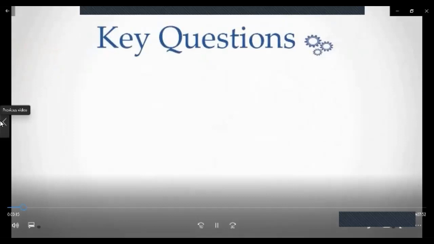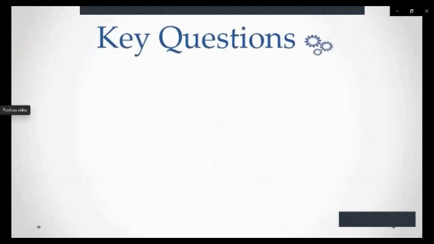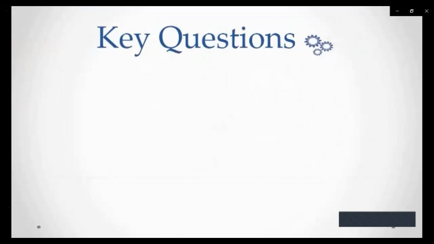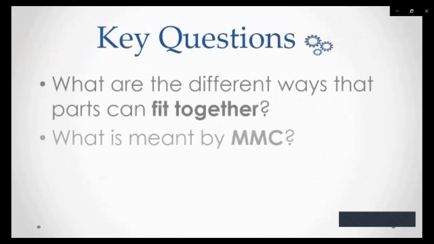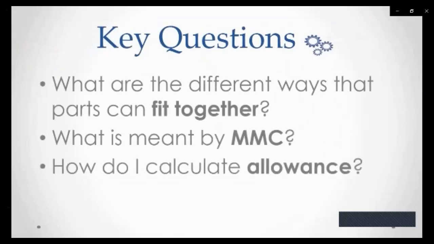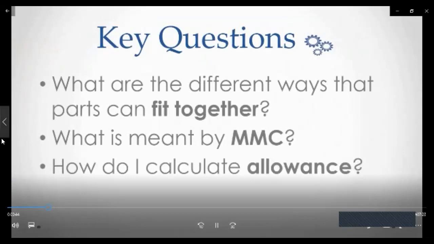When designers and engineers design products made from more than one part, they have to make decisions about how those parts are going to fit together. Will they be tight-fitting or will they be loose? Exactly how tight or loose? These are things that designers learn from experience and the context of the problem that he or she is working on. Some key questions we're going to be answering in this lesson are, what are the different ways that parts can be fit together? What is meant by the term MMC, and how do I calculate allowance? So let's get started.